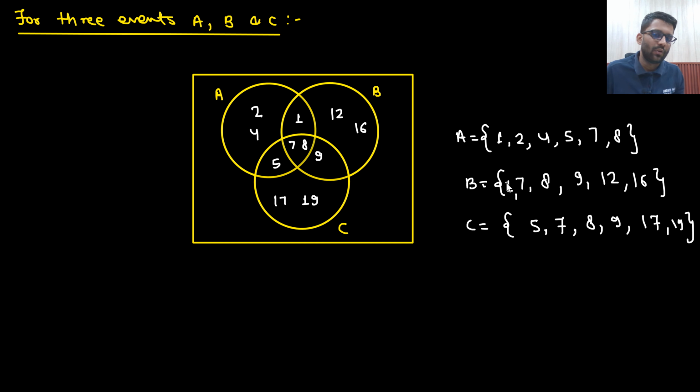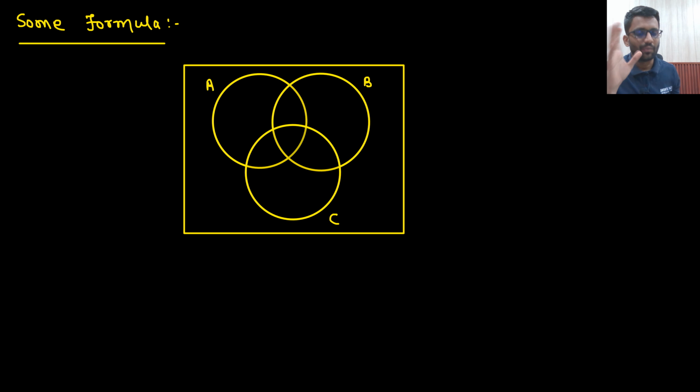What do I mean to say? That 1 is common in both A and B. It is not there in C. So I am not going to put it in the part of C, only in A and B. So this much is clear, I guess. Now we will solve the problem. Now it will be more clear to you.